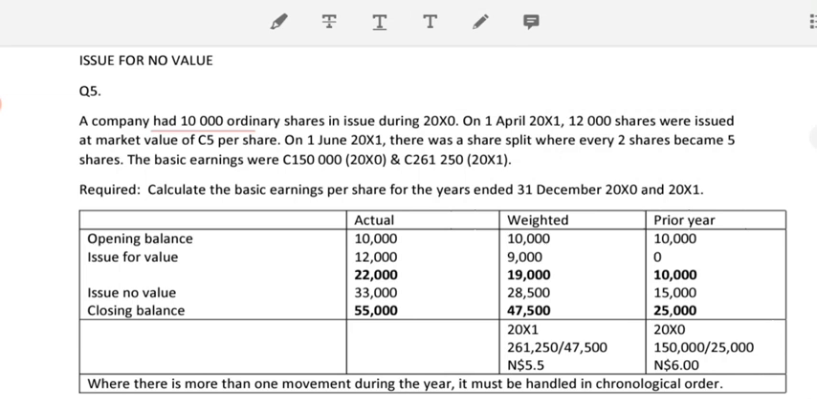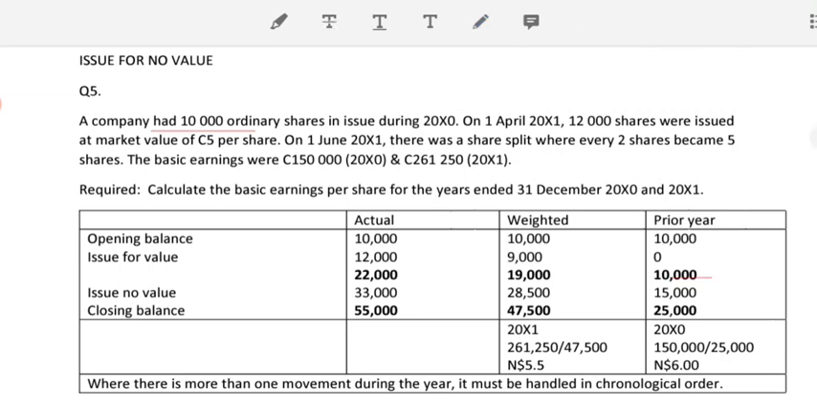Then we get the total for the actual, which is 10 plus 12, is 22. For the weighted in the current year, 10,000 plus 9,000, we get 19,000. And we do the same for the prior year to get the 10,000. We have there in bold this 10,000.